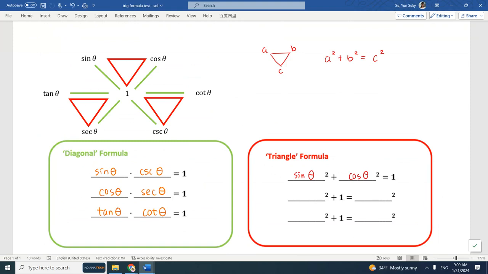Now you can fill this out. For this triangle, we know sine squared plus cosine squared equals 1. How about this triangle? Very good. Tangent theta squared plus 1 is secant theta squared. How about this one?